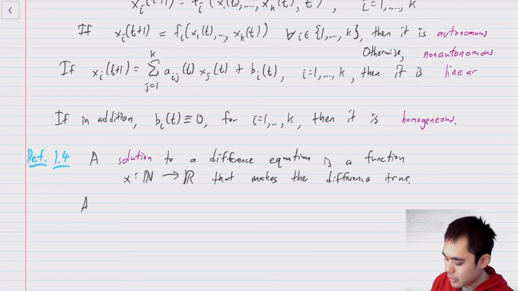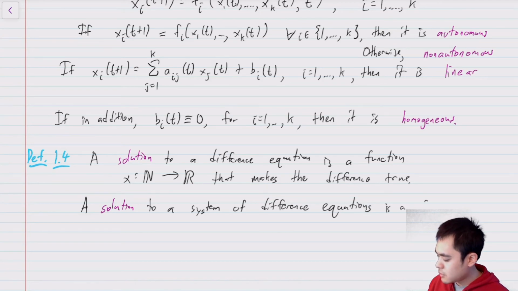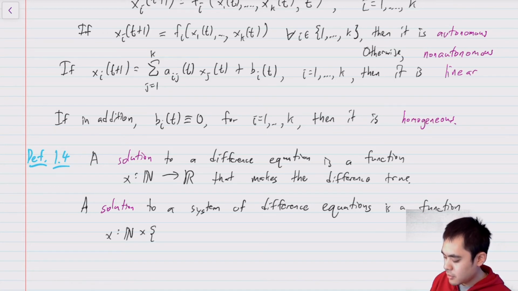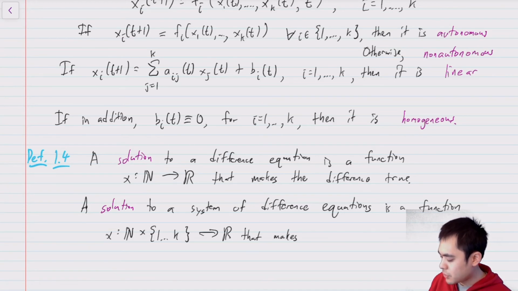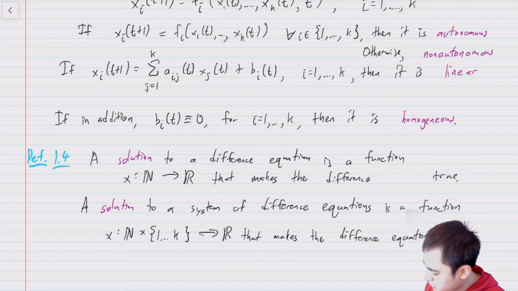And we have something similar for a solution to a system of difference equations. A solution to a system of difference equations is a function x from the natural numbers cross the set from 1 to k to the reals, that makes all the difference equations true. Oh, I forgot to write in difference equations there.